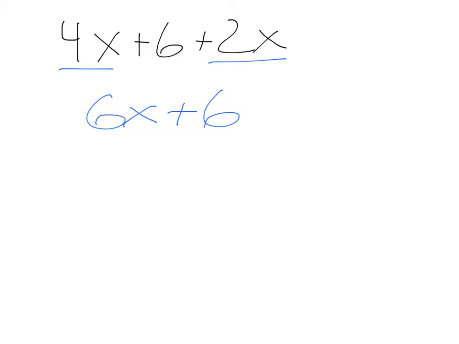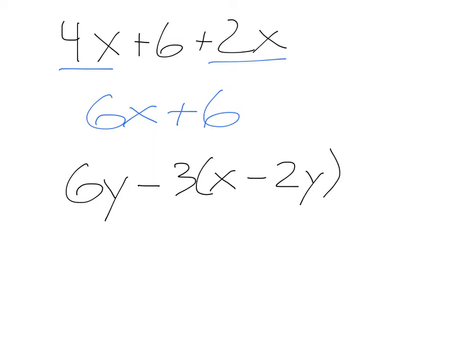Would you try this one for me? I'm going to make this one a little bit on the tricky side, but let's see how you do. Pause the recording and simplify this for me. If you did this correctly, you would have started by distributing the negative 3 to get 6y minus 3x plus 6y. Remember, the negative sign in front of the 3 attaches itself, and that's why you get the negative 3x, and then it's a negative 3 times the negative 2, which is why I get the positive 6y.